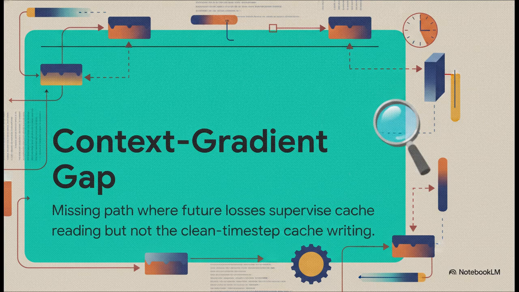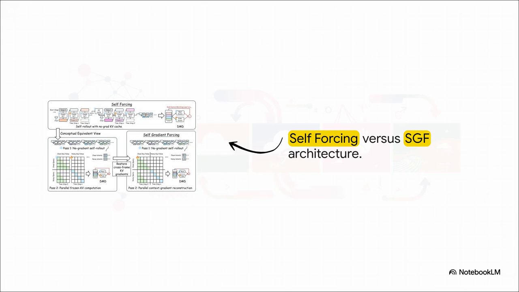See, during training, distribution matching distillation applies supervision at samples' noisy denoising time steps. But because the historical key-value cache is detached, future losses never backpropagate into the clean context time step. And that's a huge problem because that's the exact computation responsible for encoding earlier generated latents into memory. The result? The clean context writing path drifts. The model learns how to read the cache just fine, but it completely forgets how to write useful future readable memory.